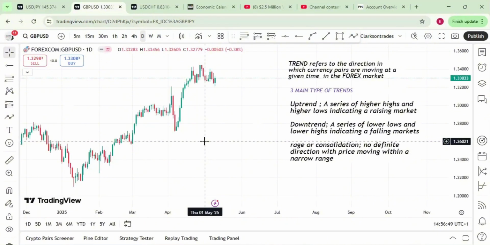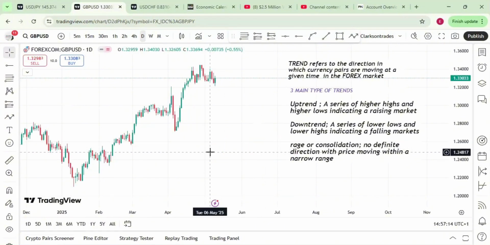So basically, trend refers to the direction of a particular currency pair at a particular time in the Forex market. So trend is just direction. And there are three main types of trend. Firstly, we have an uptrend. Secondly, we have a downtrend. And thirdly, we have a range or a consolidation.